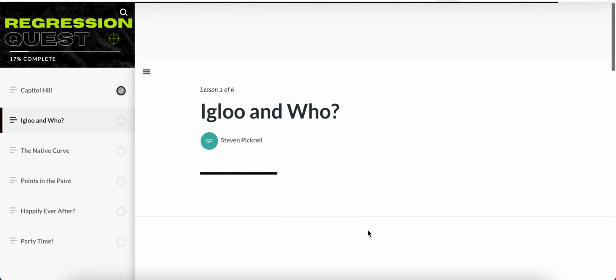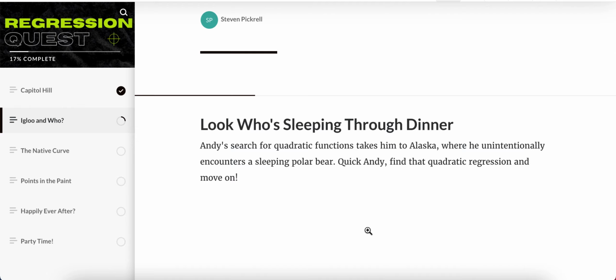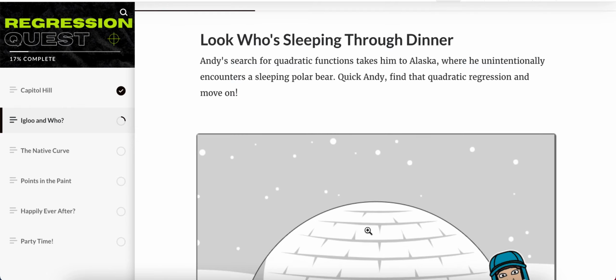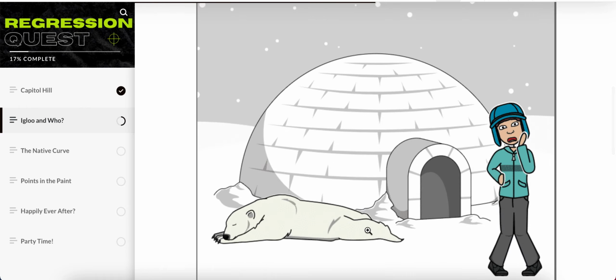And so I'm going to click Continue to go to the second scenario, Igloo and Who. Again, this is kind of a whimsical game. It's obviously about finding quadratic regressions and so forth, but it's also just to have a little bit of fun. So this student, Andy, goes to Alaska. He's looking at an igloo, which happens to model a quadratic function if you look at it from our perspective.